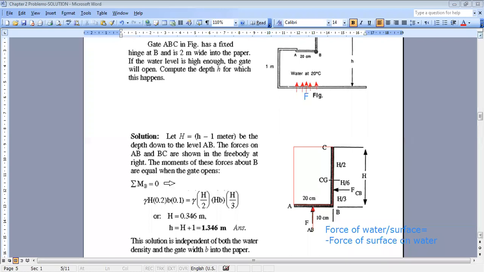Doctor? Yes? Do you mean the weight if it was water? Yes, if it was water, of course.